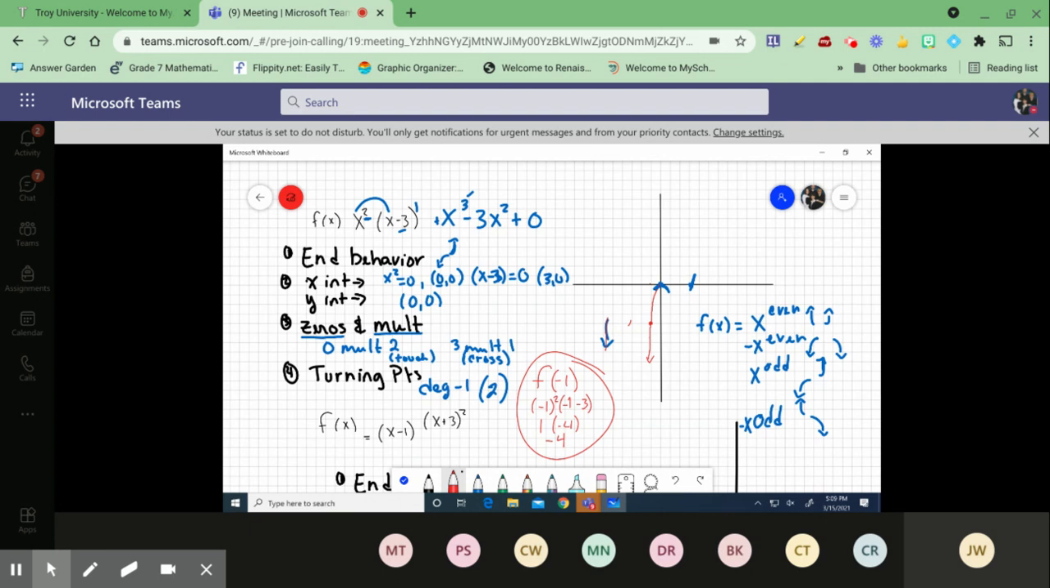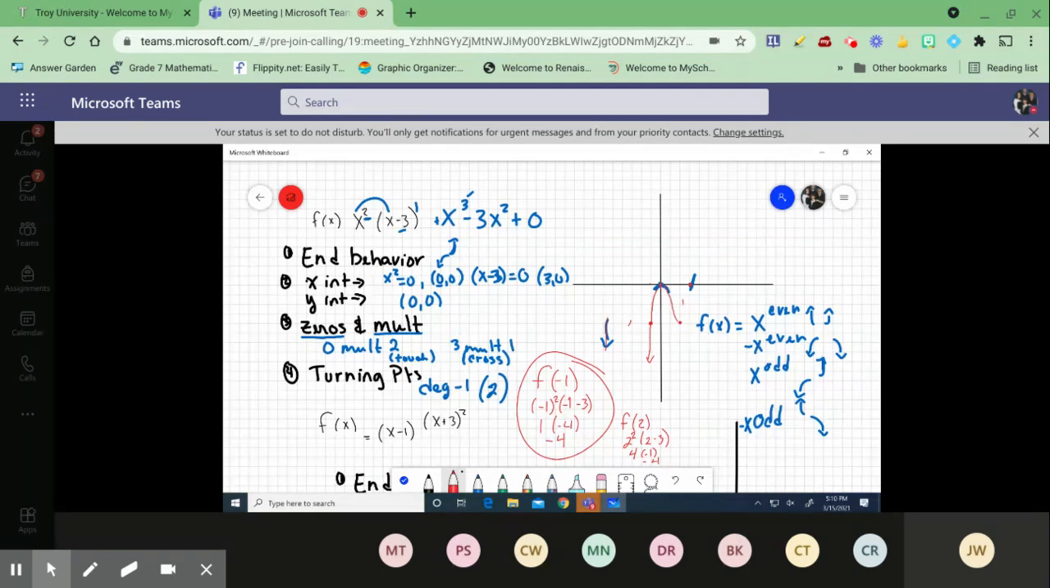I'm going to pick a number between, because I want to know how far down it's going to go before it starts coming back up. So I'm at 0 here and at 3 here. So I'm going to pick f of 2. If I have f of 2, then I have 2 squared times 2 minus 3. So that's going to be 4 times negative 1, which is going to give me a negative 4. So at 2, I'm down here at negative 4.